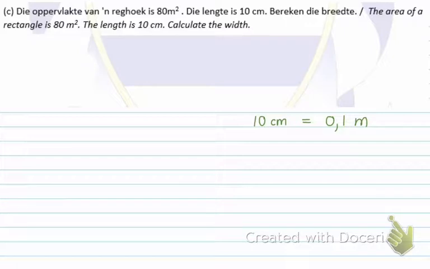So the length, which is 10 centimeters, I can replace with 0,1 meters. Alright, now we need the formula for the area of a rectangle, and that is length times width.